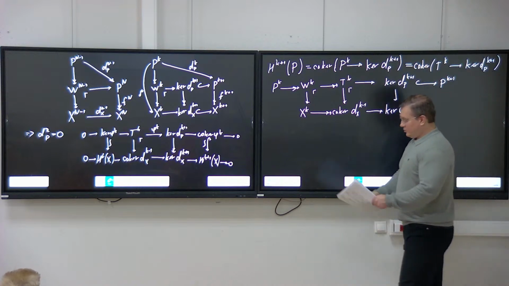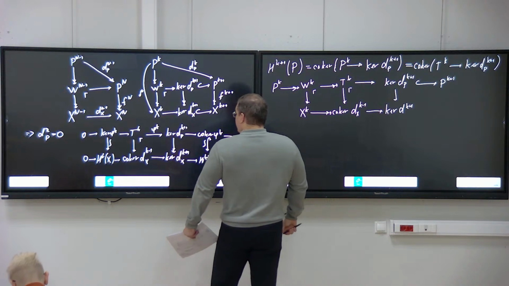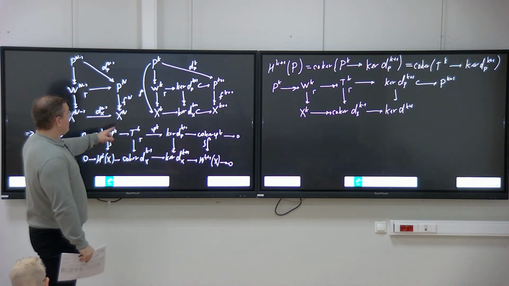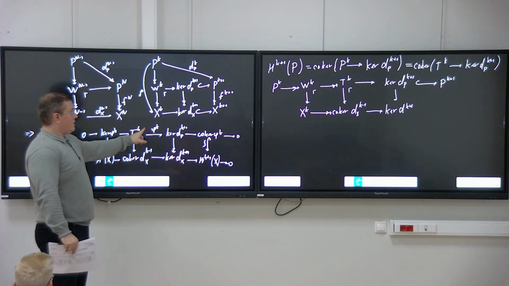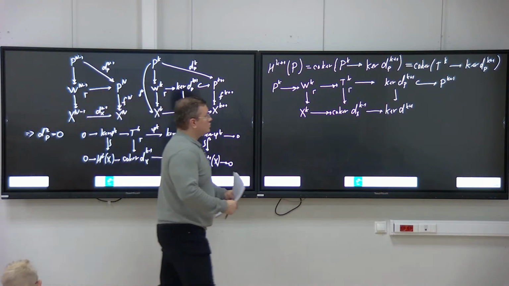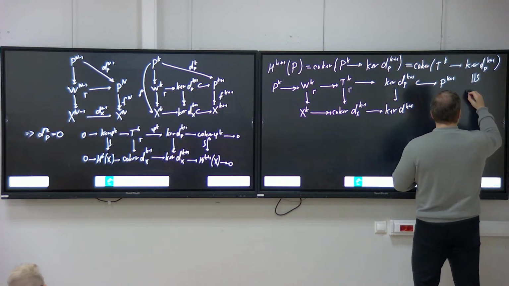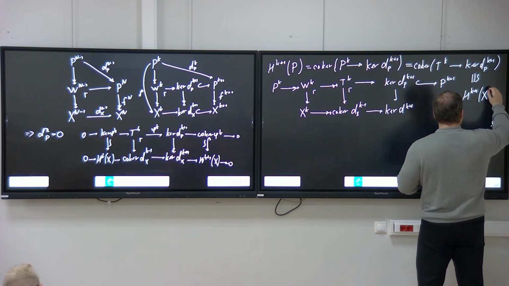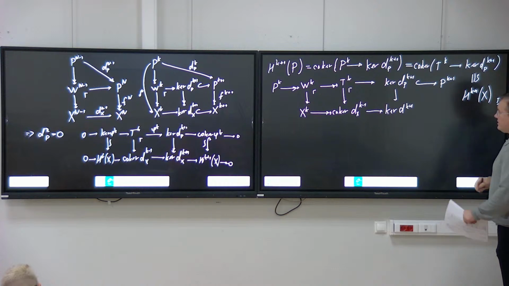Okay, so we compute this as this co-kernel. And the co-kernel of the map from t_k to the kernel, which is just this map phi_k which I introduced before, is isomorphic to the cohomology H^(k+1). So this last thing is isomorphic to the cohomology with k plus 1 of the X. So that's a quasi-isomorphism, and that's the end of the proof.